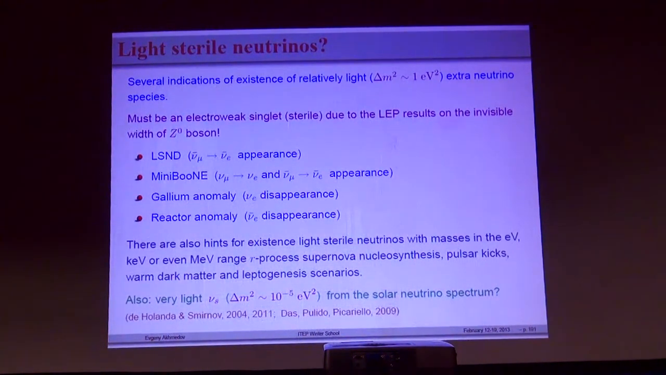So this should be a neutrino which has no electronic interaction, which is a sterile neutrino. All these hints of its existence, there are many, but all of them are rather weak. There is no single strong hint that there exists a fourth neutrino. But on the other hand, there are many indirect and not very strong hints. So we shouldn't dismiss this possibility immediately. We should consider it. There may be something behind it. And there is a very active experimental program now for studying the possibility of a light sterile neutrino.